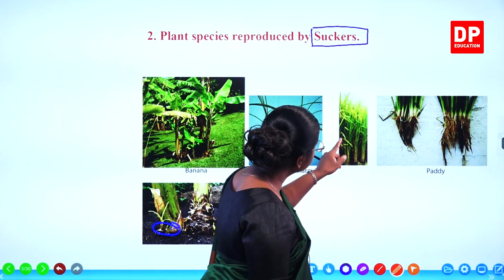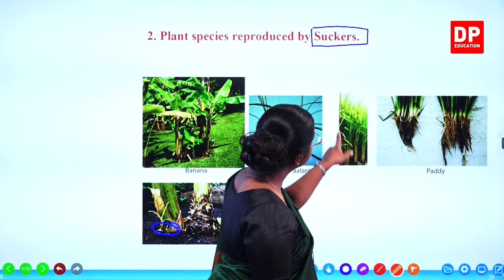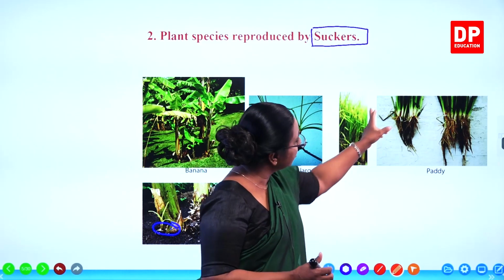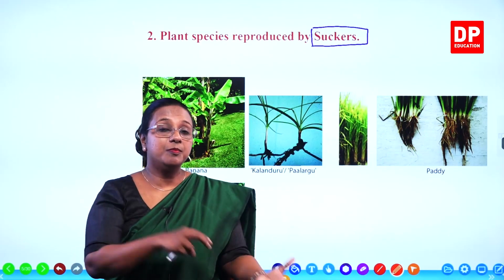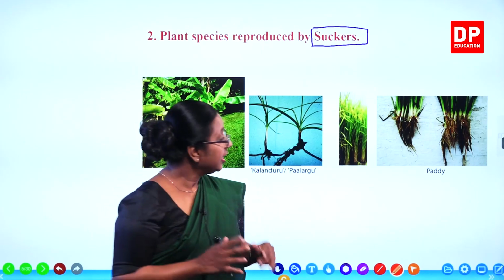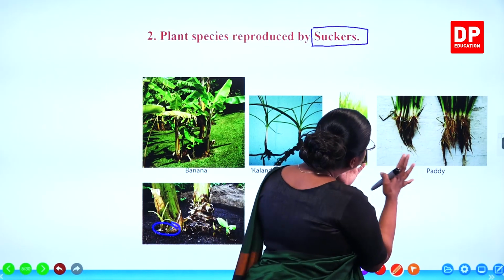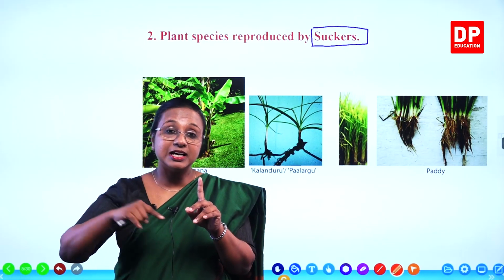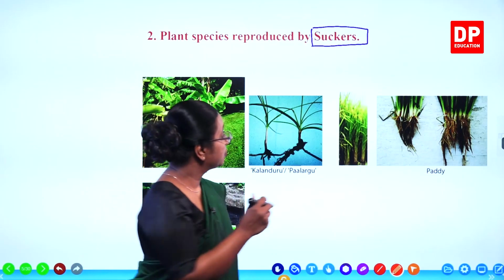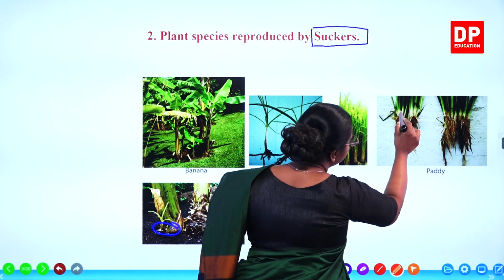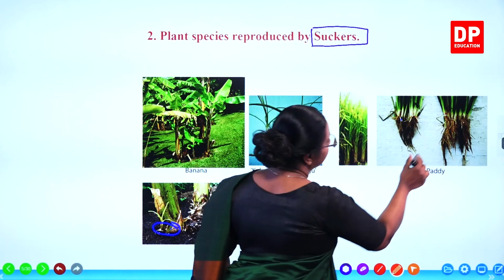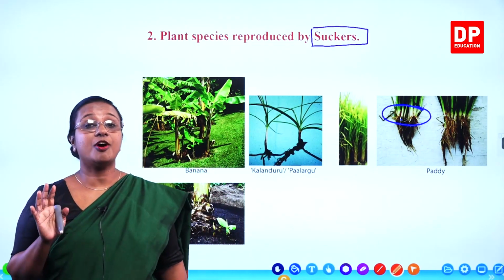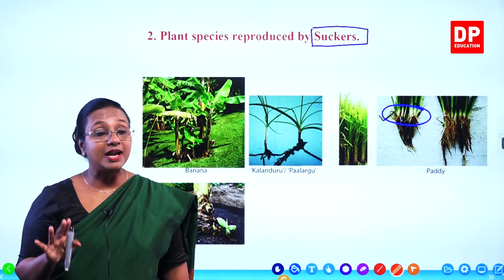Again the same thing is visible in paddy. Now this is how the paddy plant grows. Now here look at this part. Now when you take a paddy plant, when you pull it out from the soil, it looks as if all the stems are connected together. Why is that? Because from one plant, from the sucker, the new plants are produced. So this is how it happens. From one stem, the suckers form the new plants. That is very much visible here. So that is also an example for a plant that is propagated by suckers.